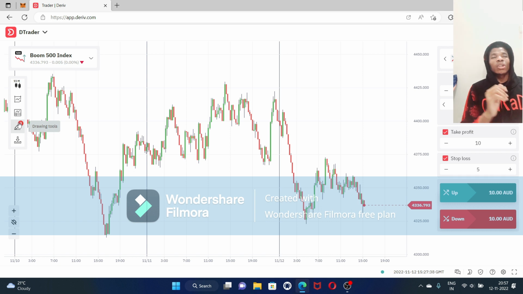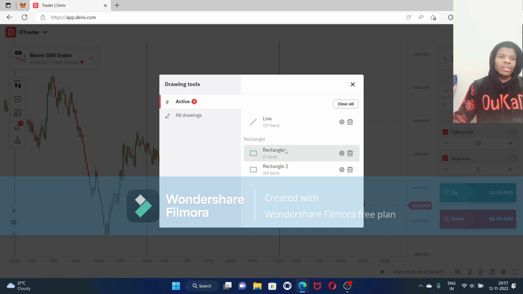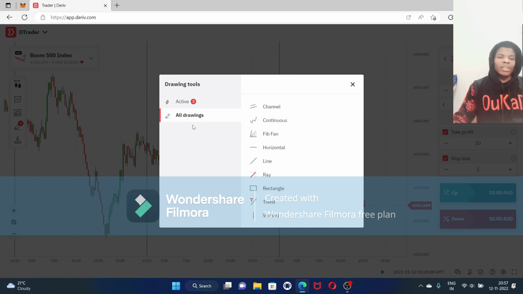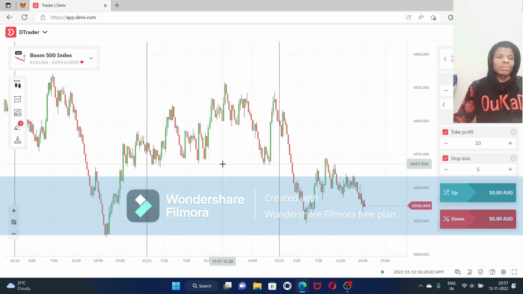For you to determine the support level, you have to see the past charts. What happens here in the graph is that you analyze the past in order to predict the future, because history repeats itself, as they say. So I will put a rectangle here, guys.